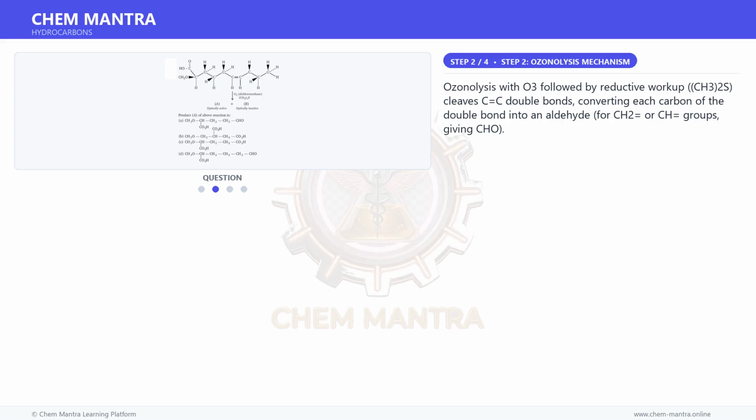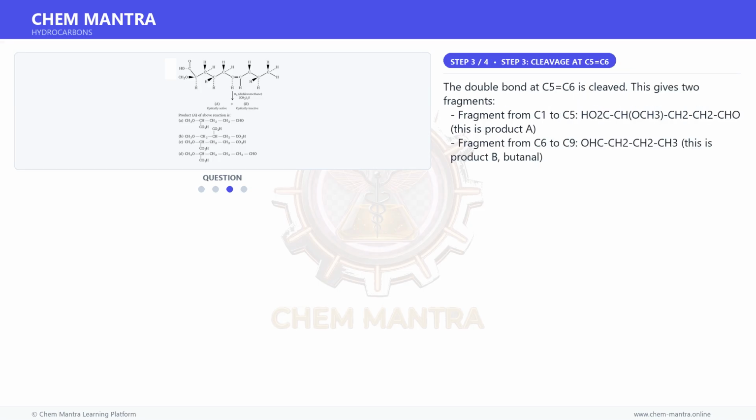Ozonolysis with O3 followed by reductive workup, (CH3)2S, cleaves C=C double bonds, converting each carbon of the double bond into an aldehyde, for CH2= or CH= groups, giving CHO. Moving on to the next step. The double bond at C5=C6 is cleaved.